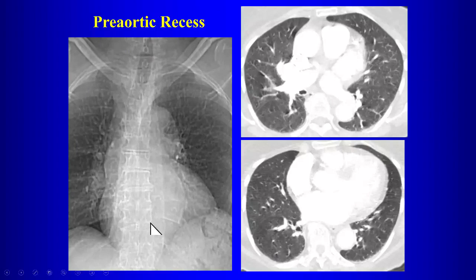These are the vertebrae. This is the left paraspinal line. There's an extra line here. And that line, in this case, is caused by this pre-aortic recess. So if lung tissue gets in anterior to the aorta, you can have this extra line that's medial to the descending thoracic aorta. Between that and the paraspinal line, that is the pre-aortic recess. Okay.